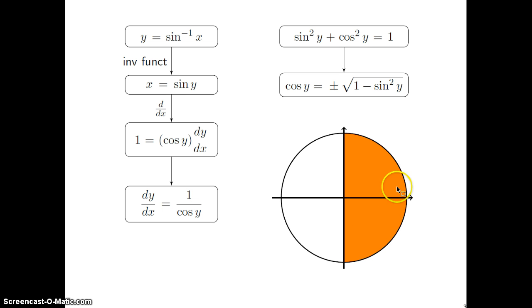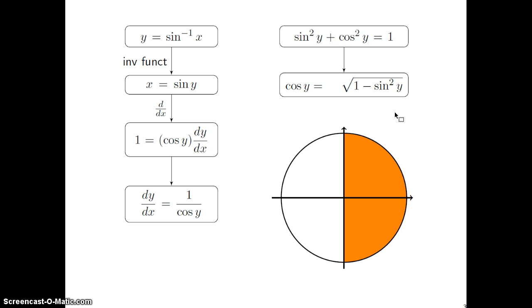So your angle y is always over here on the right half of the Cartesian plane. y is an angle in the first quadrant or in the fourth quadrant. That means that cosine of y, which is the x value, is always going to be positive over here on the right. So now you can actually just drop this plus or minus.